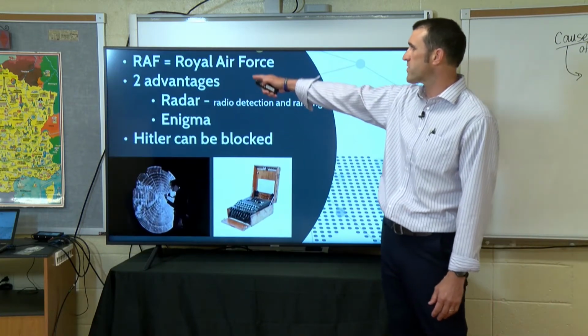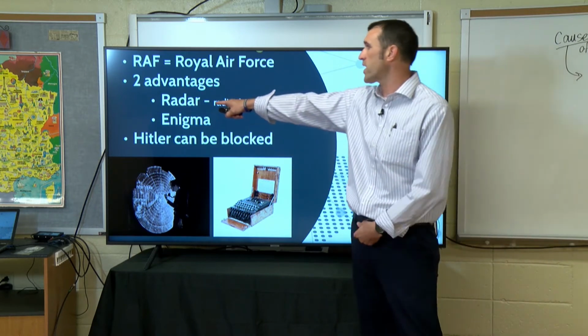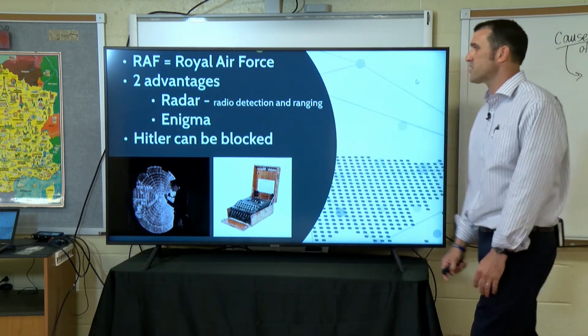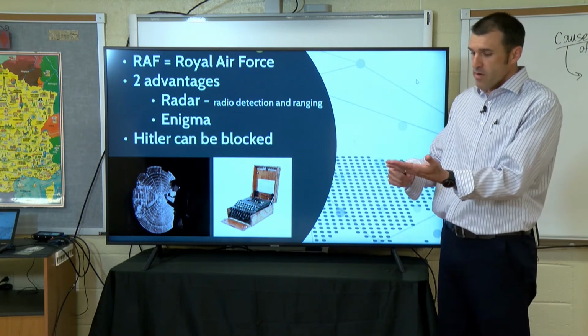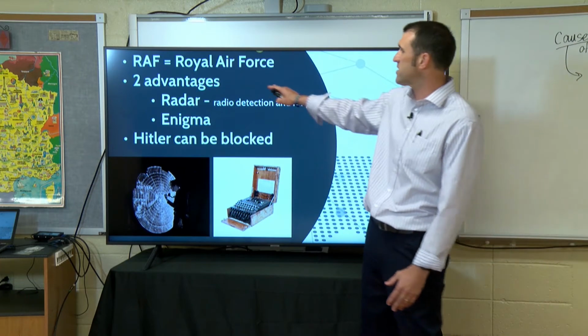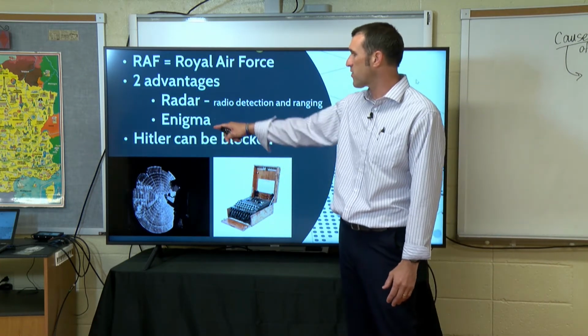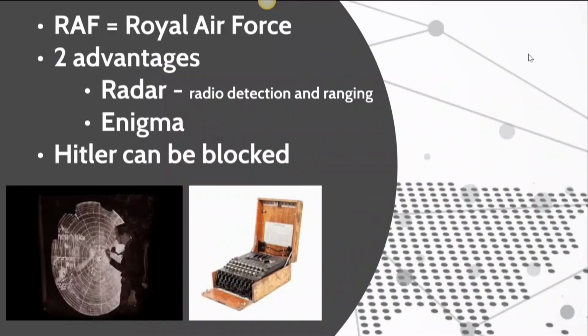They had a strong air force of their own called the Royal Air Force. But the British had two advantages. One was called radar, which stands for radio detection and ranging, to let them know where planes were, which direction they were headed, and how fast they were going, so they could tell where they are and make better plans. And then they intercepted this German coding machine called the Enigma. With those two advantages, they were able to, over the course, not necessarily win, but at least block the German forces. And it taught the Allies a lesson that Hitler can be blocked.